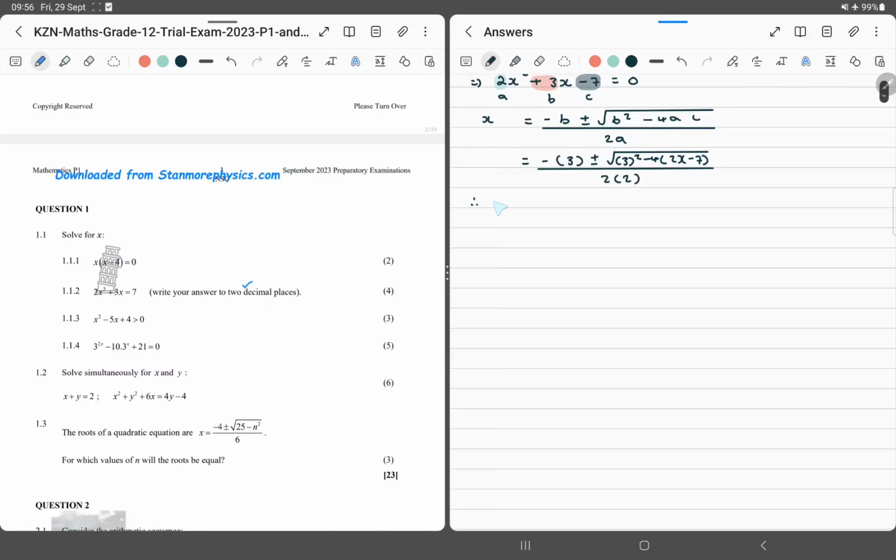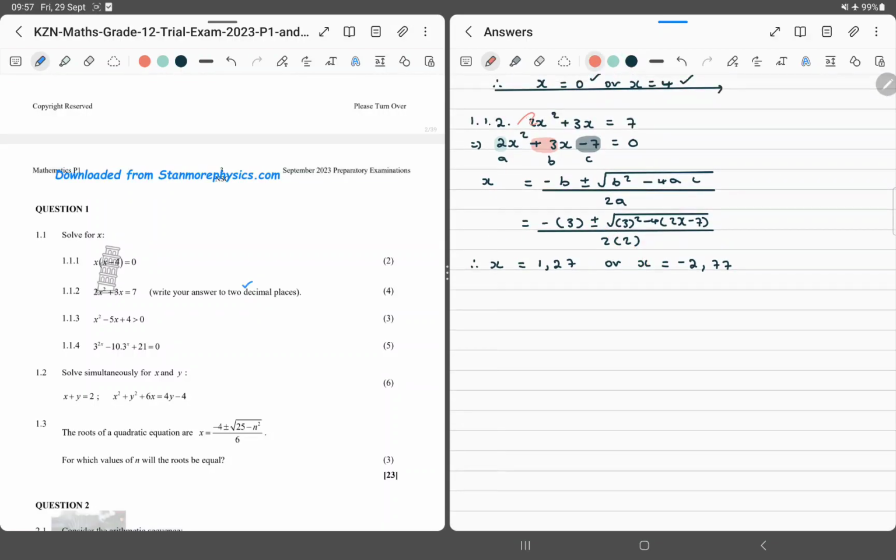Okay, here I just simply conclude without wasting time. So let's just put it onto the calculator. Minus into 3 plus the square root of 3 squared minus 4 into 2 into minus 7 divided by 2 into 2. So my first answer is 1.27, or x is equal to... So let's do this quickly. The other x is going to be equal to minus 2.77. Okay, so again we have to take these values of x and substitute into the original equation.